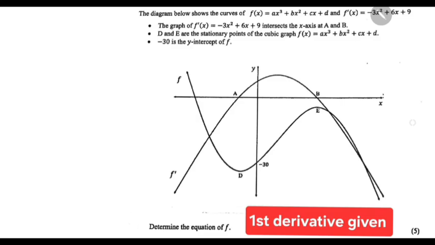So the first type, first derivative is given. Have a look here. The question says the diagram below shows the curve of f of x is equal to ax power 3 plus bx squared plus cx plus d, and first derivative is equal to negative 3x squared plus 6x plus 9. The graph of the first derivative is this parabola.